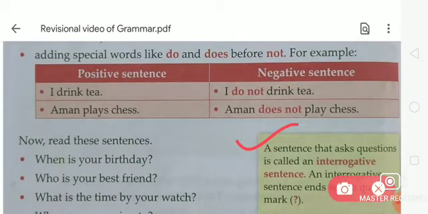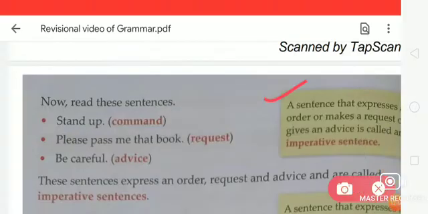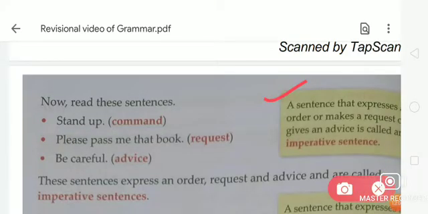Now the next type: interrogative. A sentence that asks a question is called an interrogative sentence, and it ends with a question mark. Okay, it is a question mark.